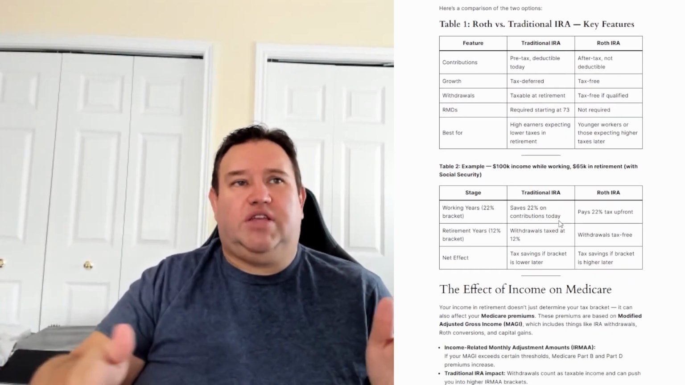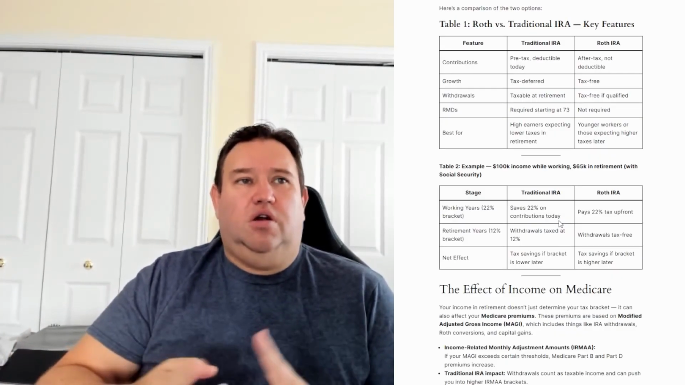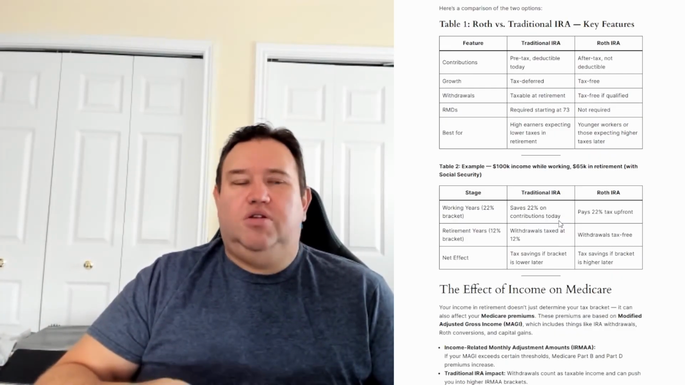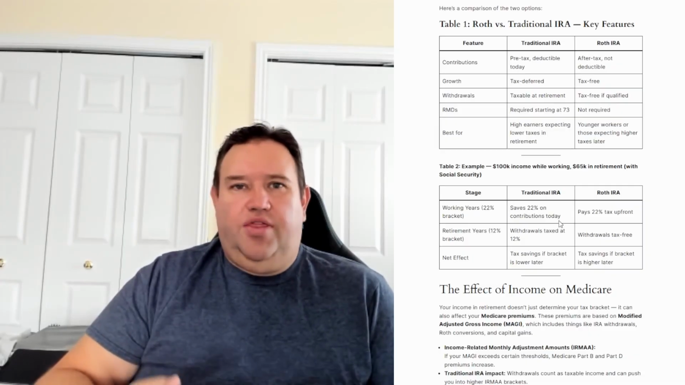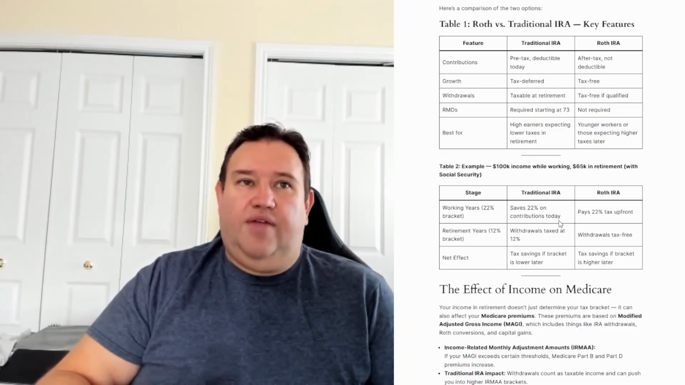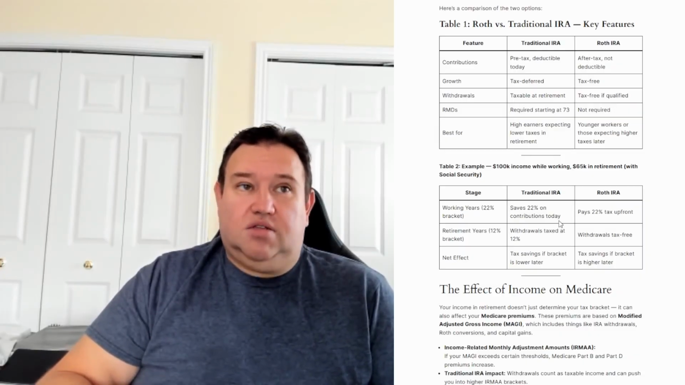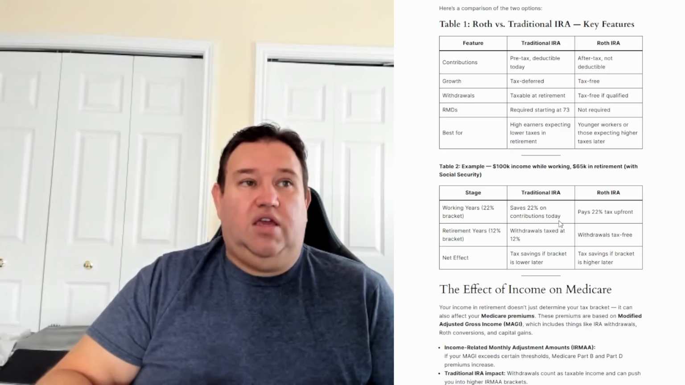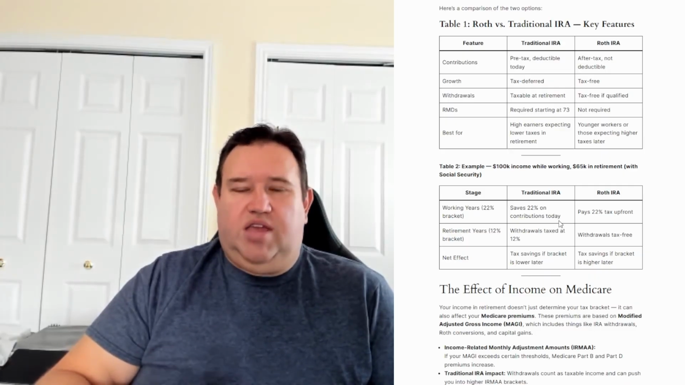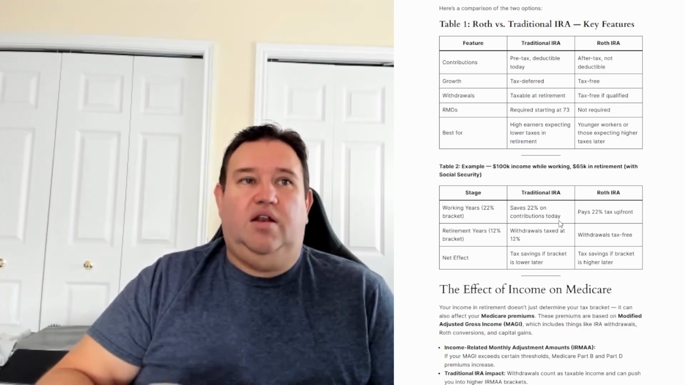Here's a quick side by side. Traditional contributions are pre-tax and deductible today, and Roth contributions are not. They are after-tax dollars and not deductible today. A traditional IRA grows tax-deferred, and a Roth IRA grows tax-free. Withdrawals in retirement are taxable with a traditional, and with a Roth they are tax-free if qualified.